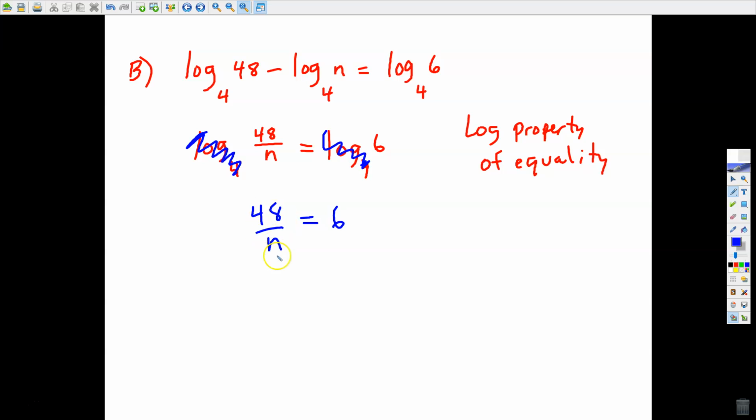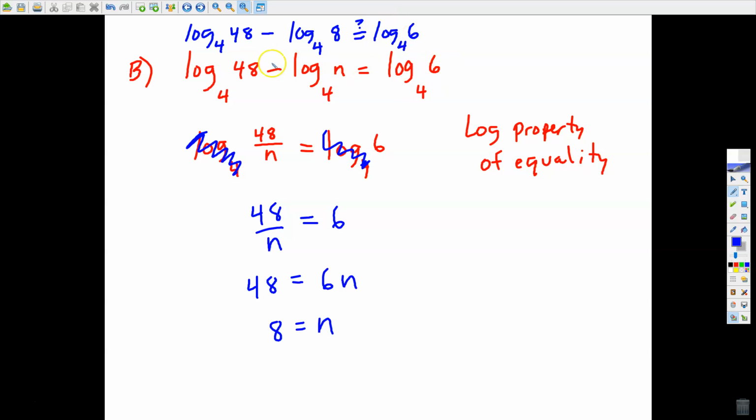So now I'm really just solving this equation. 48 equals 6n, and I divide by 6 on both sides, and I get 8. I just want to make sure that that's correct. So let's see. Log base 4 of 48 minus log base 4 of 8. Does that equal log base 4 of 6? According to the quotient property, if I put these two together, it would be log base 4 of 48 divided by 8, which is 6. So that's a good answer. We're ready to move on to the next problem.